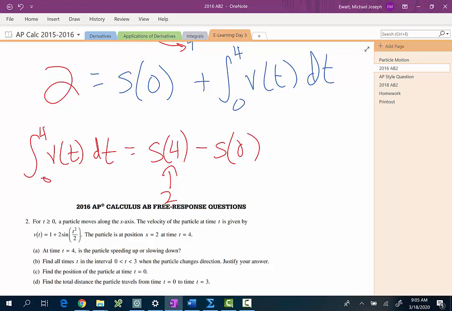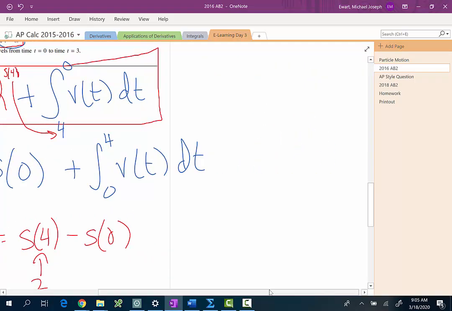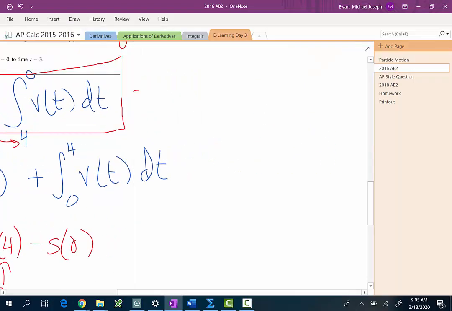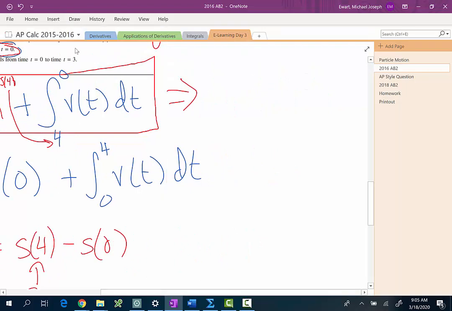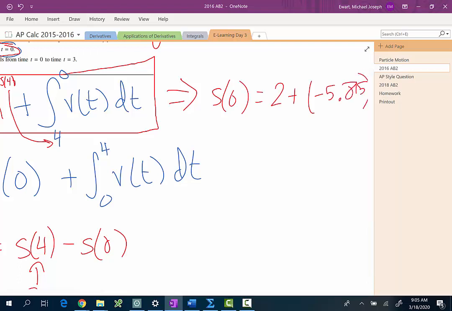And when you take the integral, I'm going to stick with that top one. So that top one was s of 0 equals 2 plus our integral from 4 to 0. When we do that in our calculator, we'll get s of 0 equals 2 plus negative 5.815. And so that gives us that s of 0 is negative 3.815. And it's okay that it's negative. That just means that we were starting to the left side at time 0.